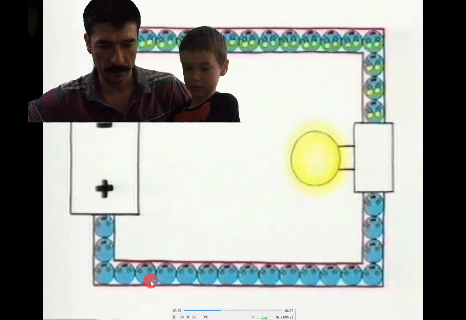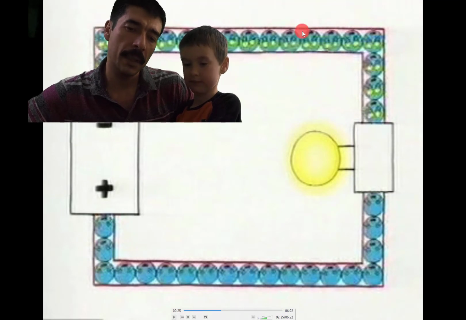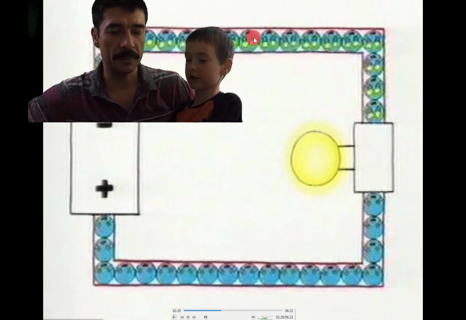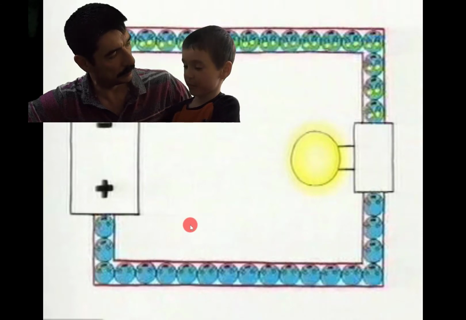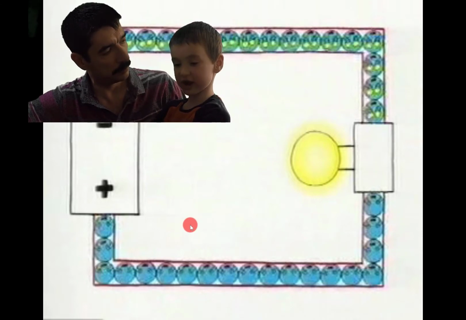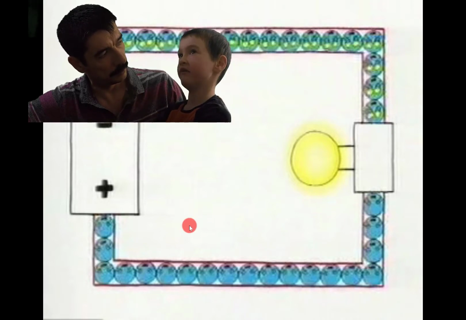Electricity doesn't get used up. Right, let's have a little look at this. They're moving there. Because electricity doesn't get used up, they can go forever and ever.